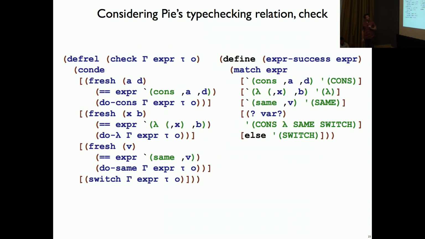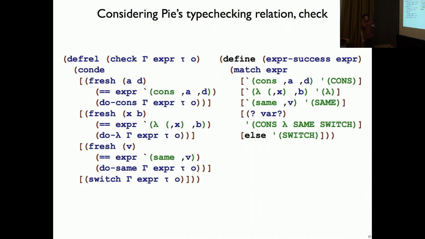What we want to do is compare this relation check to this weird function called xper-success. So xper-success, what does it do? If the given expression looks like a pi cons expression, or a pi lambda expression, or a same expression, it returns a list of one symbol, which corresponds to its car. If xper is a var, which means a completely fresh miniKanren variable, it returns the list cons lambda same switch, and otherwise just the symbol switch in a list. What this corresponds to is the branches, or the lines of check, that could possibly succeed if xper has some given shape after reification.